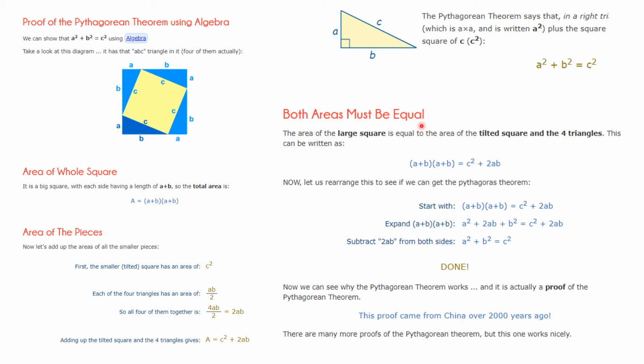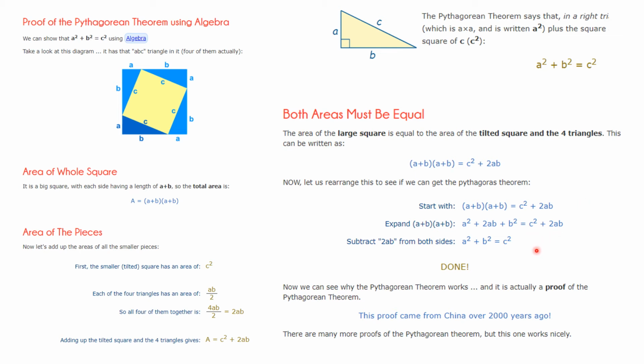But both areas must be equal. So remember, this was the area of the big square. This was the area of the parts that made up the big square. So I set those two things equal, and I multiply this using rules of algebra, and I get a squared plus 2ab plus b squared is equal to c squared plus 2ab.